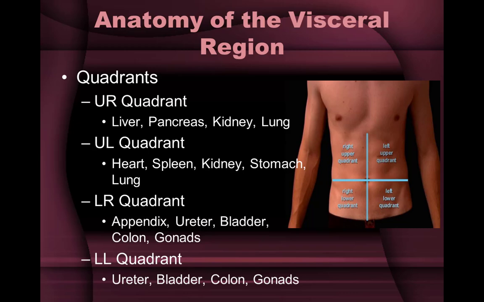The left upper quadrant includes the heart, spleen, kidney, stomach, and lung. The lower right quadrant includes the appendix, ureter, bladder, colon, and gonads. The left lower quadrant includes the ureter, bladder, colon, and gonads.